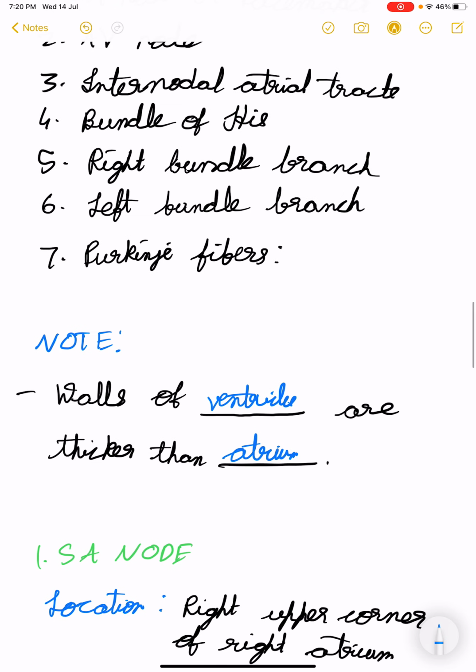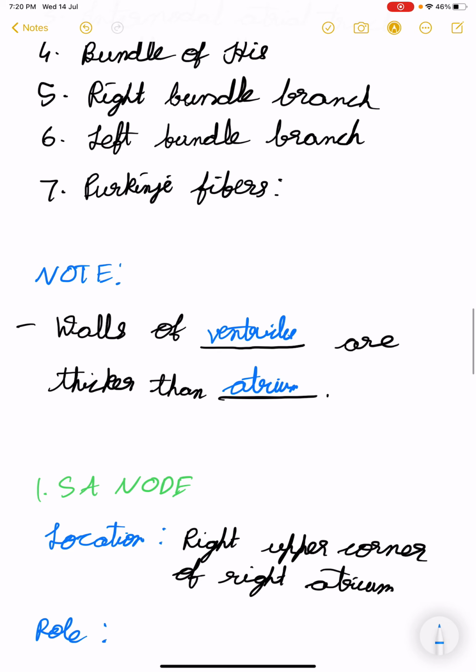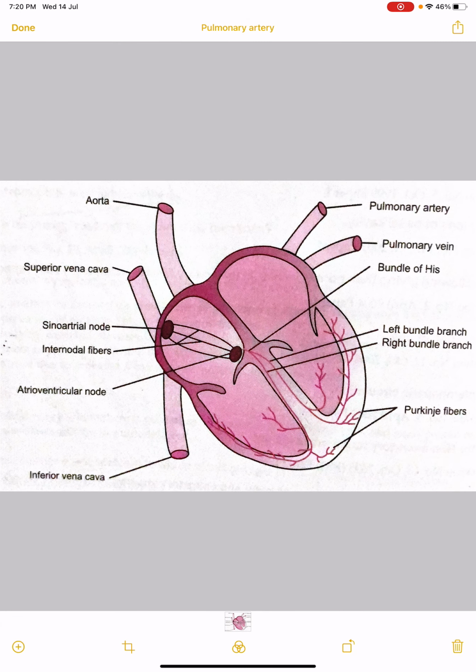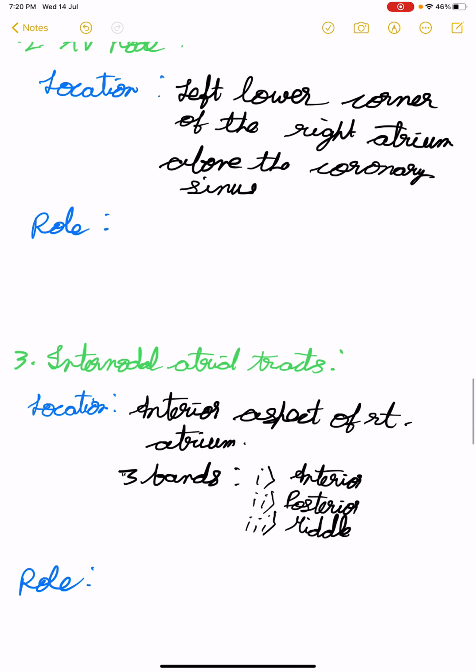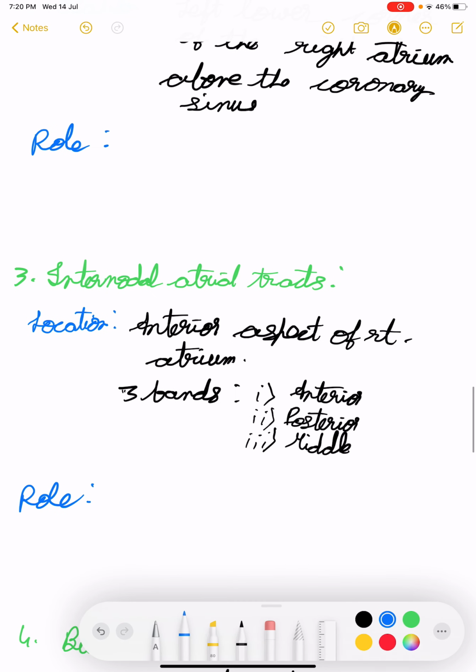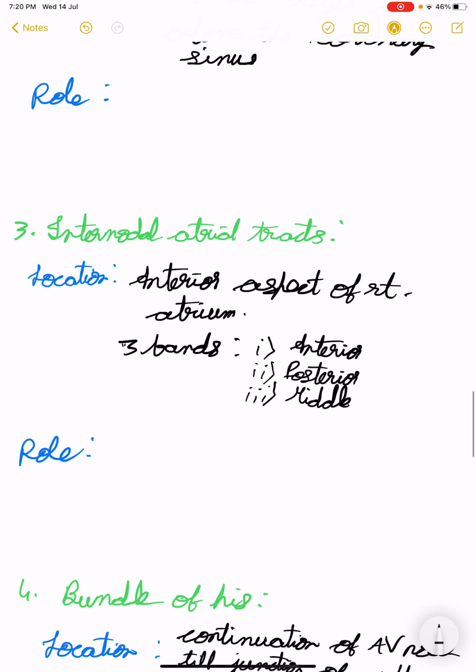So the SA node is located in the right upper corner of the right atrium. See, right upper corner of the right atrium, on the right side of the superior vena cava opening, that is the SA node. What is its role? The SA node is the pacemaker of the heart. You guys know what a pacemaker is? A pacemaker is nothing but that which generates its own action potential. And it also helps in generating and discharging impulses which are essential for contraction of the heart. The pacemaker of the heart is responsible for generation and conduction.